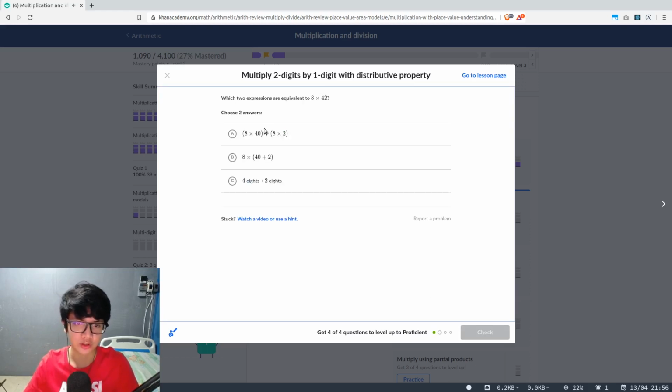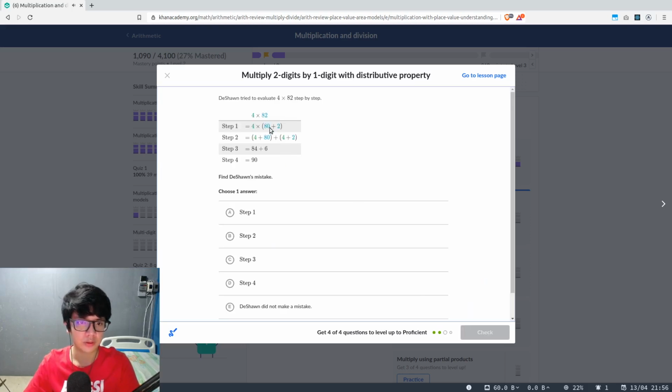Which two expressions are equivalent to 8 times 42? So we have 8 times 40 plus 8 times 2, that's correct. And this one's as well. Deshaun tried to evaluate 4 times 82 to find Deshaun's mistake. So 4 times 80 plus 2, okay, that's correct. Step 2 is not right. Step 2 is the mistake.